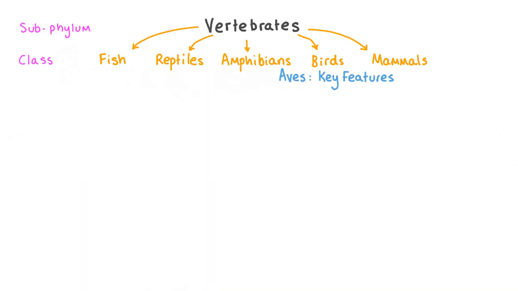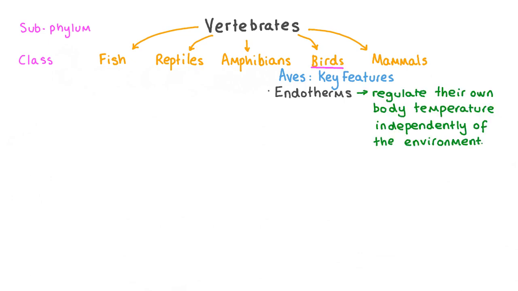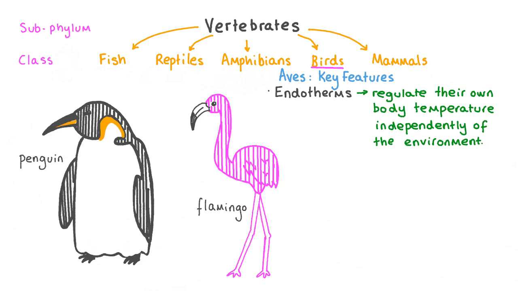Let's look at the next class of vertebrates, aves, more commonly known as birds. Birds are endotherms. This means that birds have specialized systems in their body to regulate their temperature and are less reliant on the environment, like fish, reptiles, or amphibians. Some examples of birds include penguins and flamingos, eagles, parrots, and pigeons.